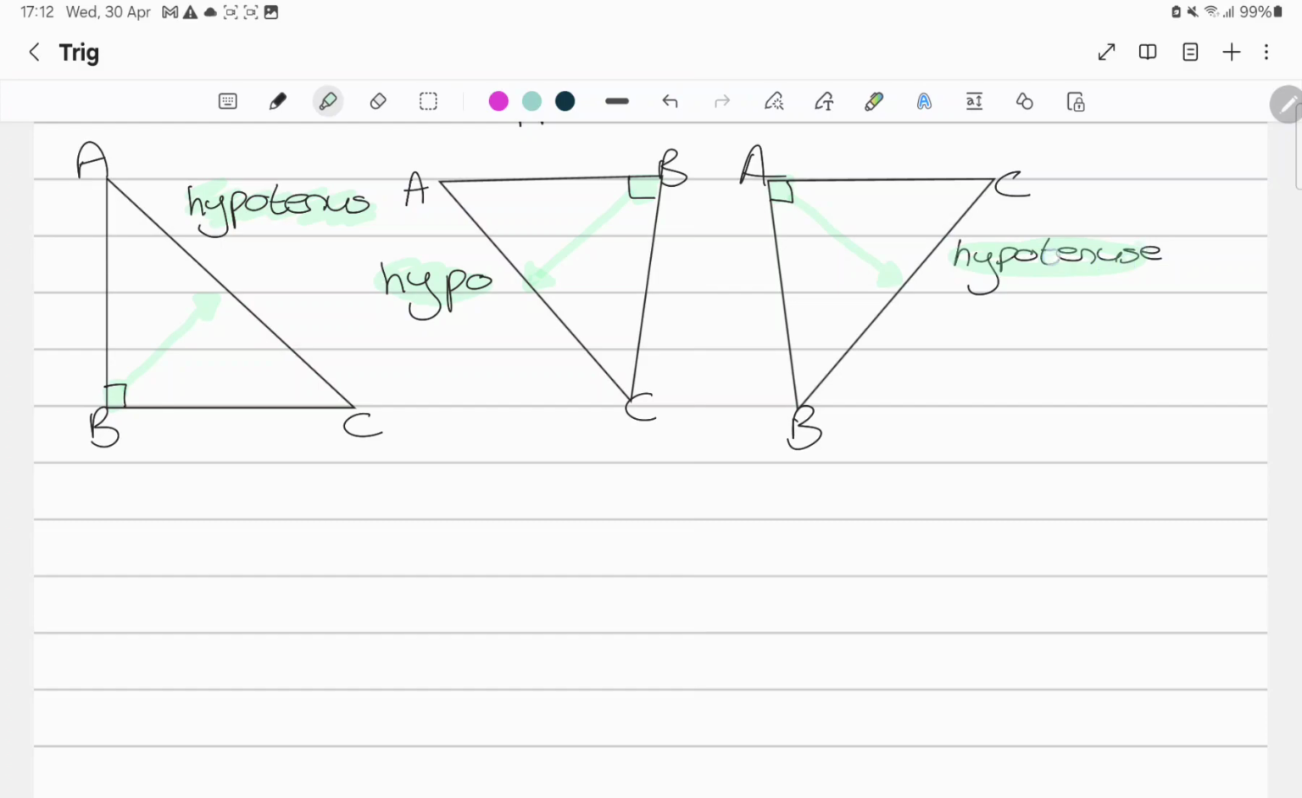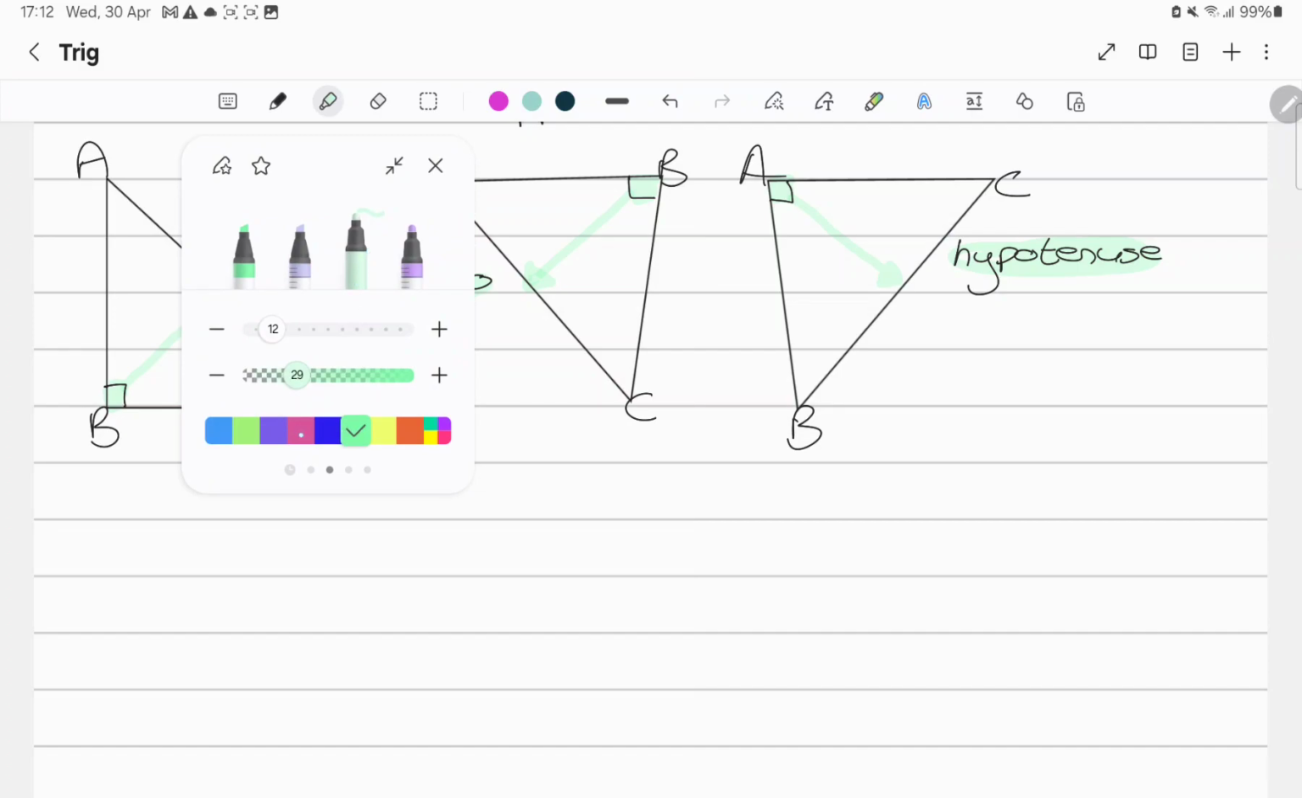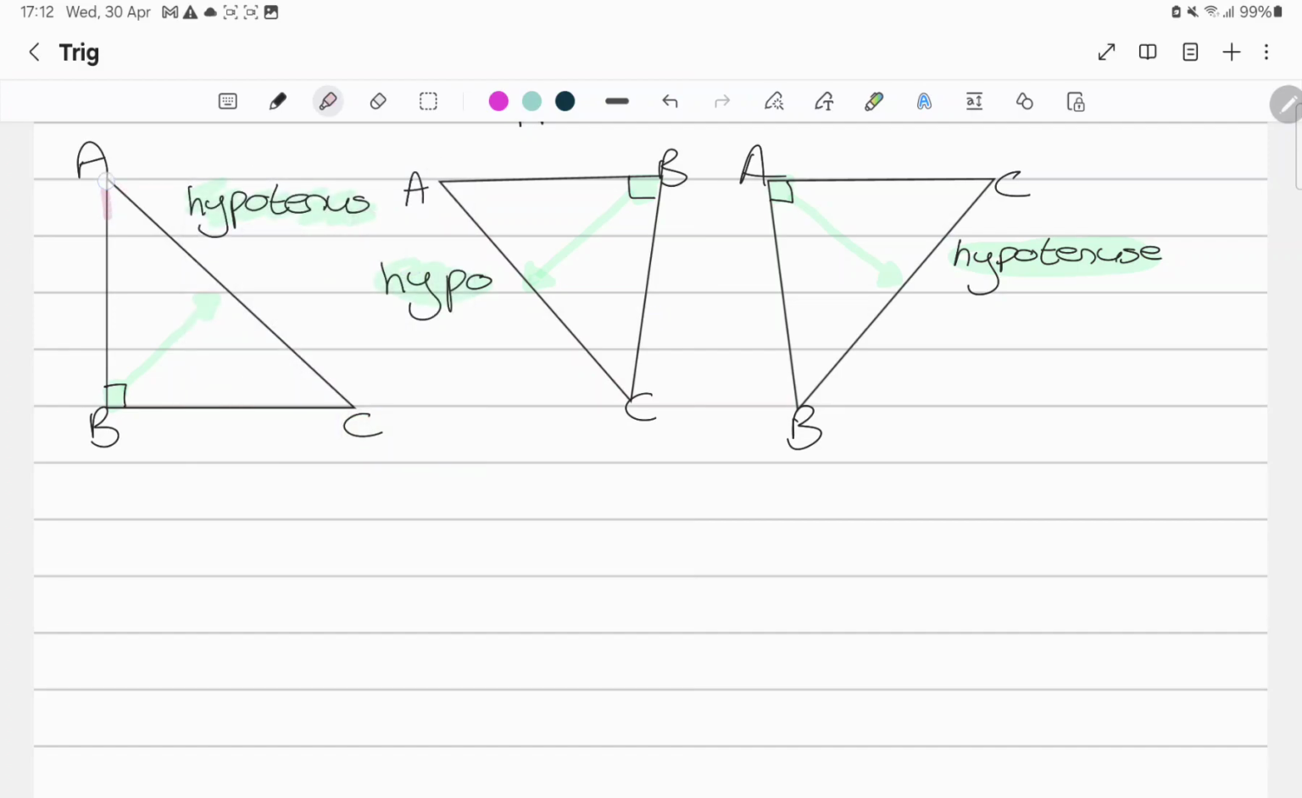Alright, now that is fine. Now we need to identify the angle we are using. Just for this, in triangle 1, let's use angle A. In triangle 2, let's use angle A. And in triangle 3, let's use B. Based on these highlighted angles, quickly go and identify the opposite side as well as the adjacent side.